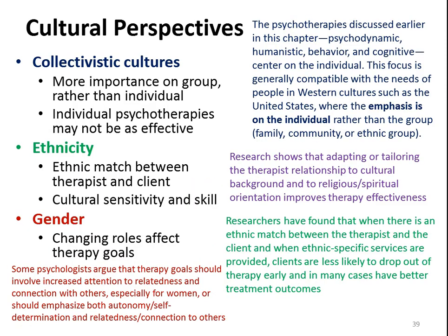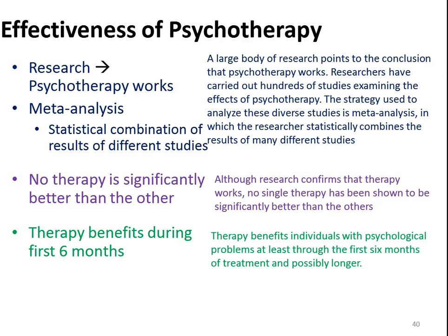One last thing I want to look at, guys, and then I'll move past. You can read about cultural perspectives, collectivist societies; ethnicity and gender do factor in. Effectiveness: a large body of research points to the conclusion that psychotherapy works. Researchers have carried out hundreds of studies examining the effects of psychotherapy. The strategy used is a meta-analysis, in which researchers statistically combine the results of many different studies. Although research confirms that therapy works, no single therapy has been shown to be better than others. It depends on the person, it depends on the family. Therapy benefits individuals with psychological problems at least through the first 6 months of treatment and possibly longer.